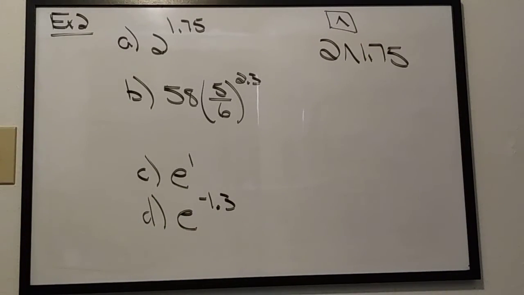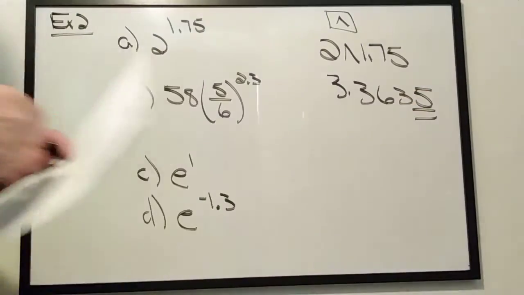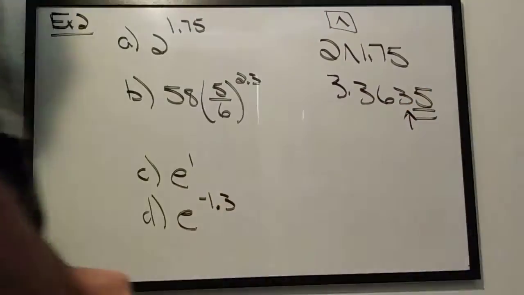Now, as you look at these directions, it says that they want us to round to 3 decimal places. In order to round to 3 decimal places, we need to think about the 4th decimal place, and that 4th decimal place is going to tell us whether we're going to round up or not. So as you look at this answer on your calculator screen, hopefully you are seeing 3.3635. As you look at that 4th decimal place, because that 4th decimal place is 5, we're going to round the 3rd decimal place up. So this 3rd decimal, 3, is going to get rounded up to a 4.